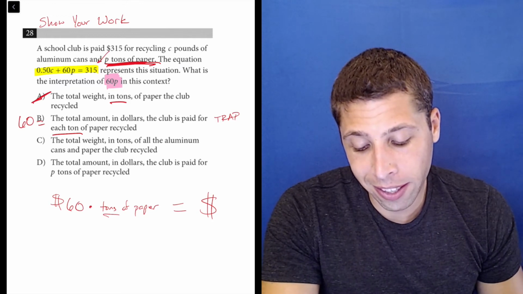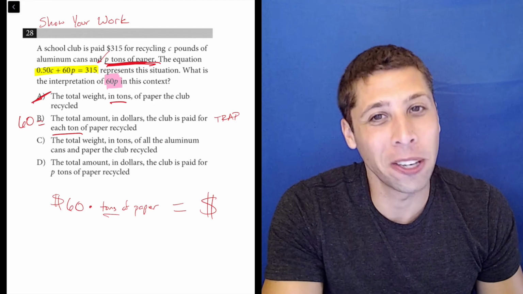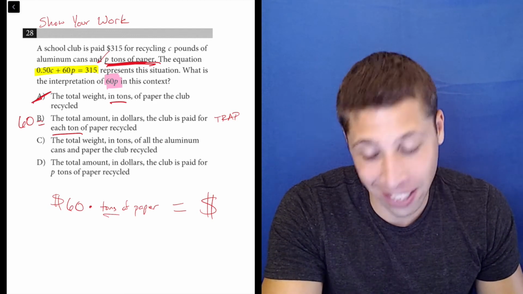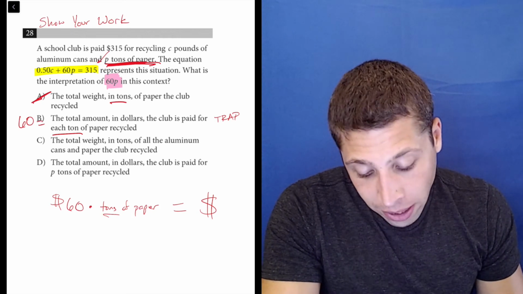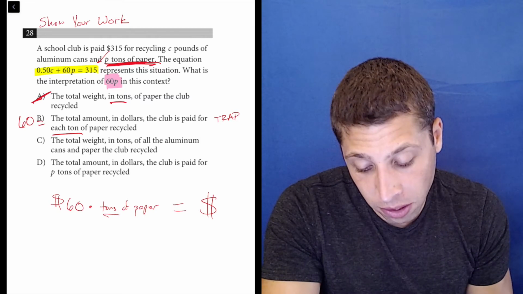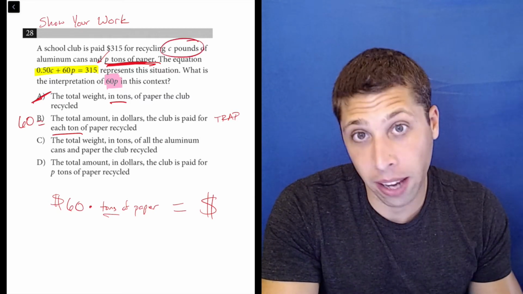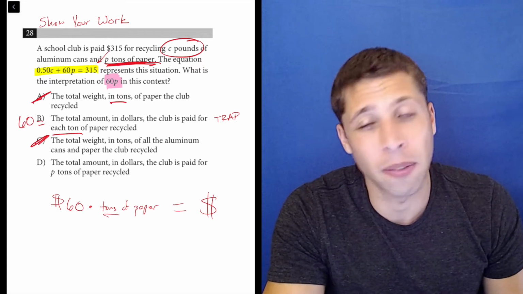So it's very tempting because that's usually what they ask for. They ask for this one component, not the 2 components together. So B is a trap. C, the total weight in tons of all the aluminum cans and paper the club recycled. Well, no, because we know that the C is its own thing, and that's not included in 60p. So hopefully this also just doesn't even match what we read.